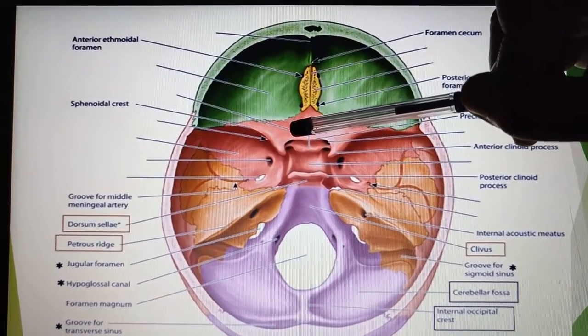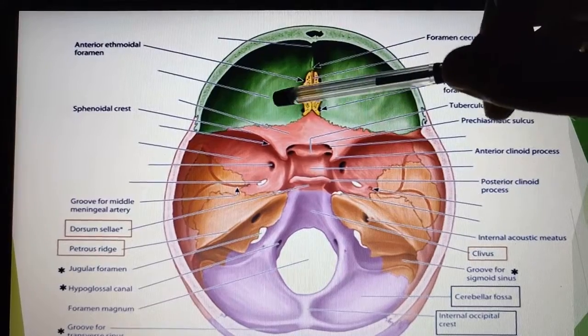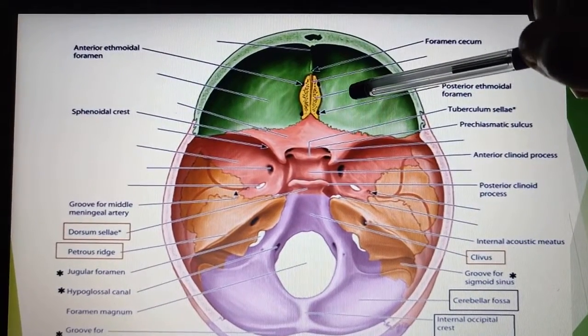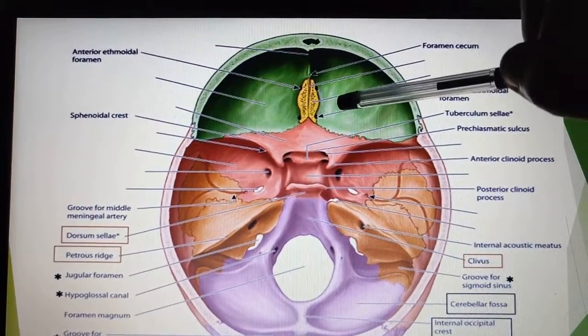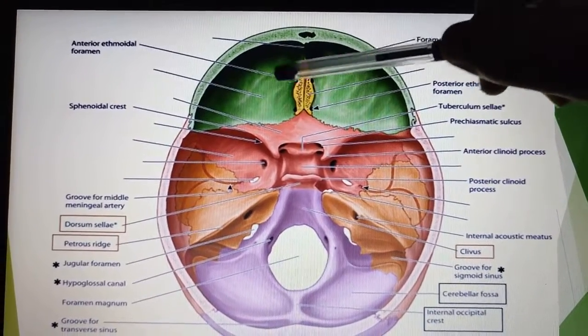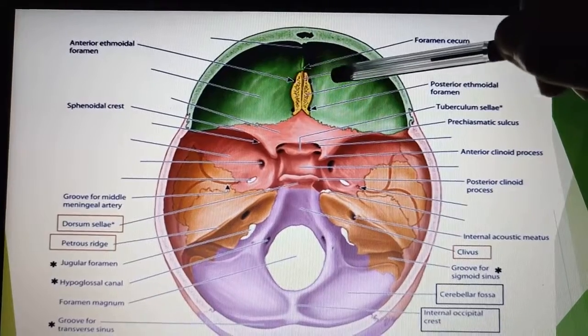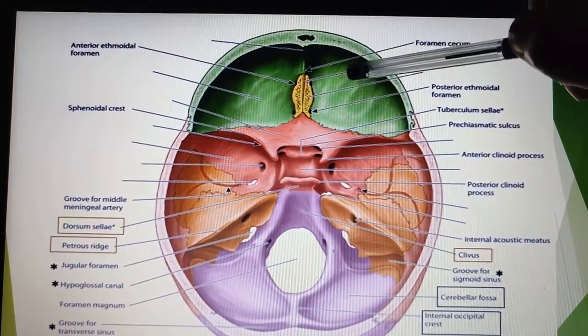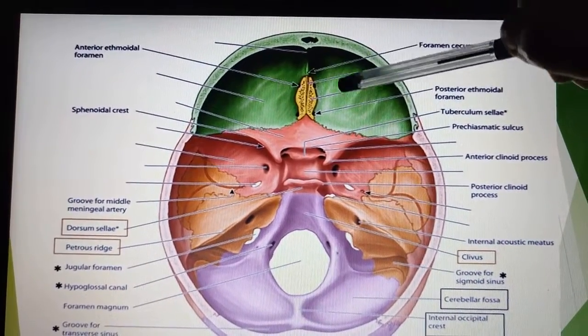Is it clear? Then, while seeing the anterior part of the frontal part, we can see many impressions. These impressions are formed by the sulci and gyri of the frontal lobe of the cerebrum.